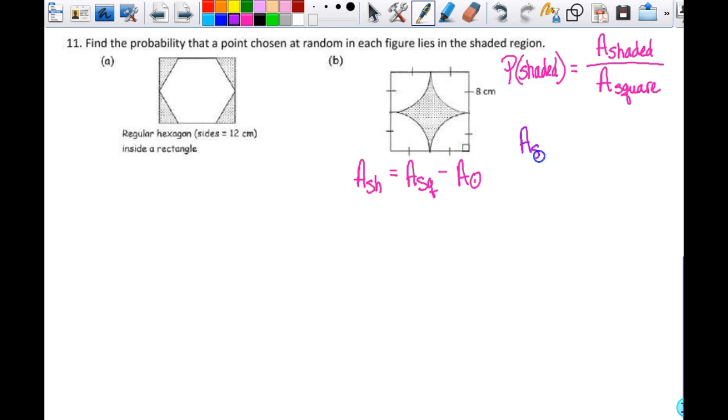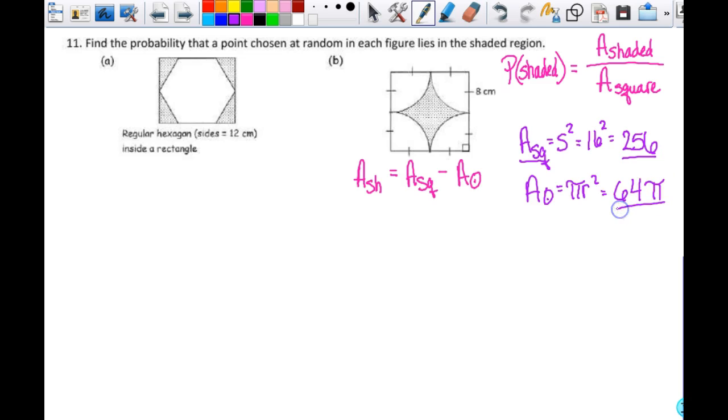Area of the square is s squared. What's the side length of the square? 16. So it's 16 squared, which is 256. So that's the area of the square. Then I need the area of the circle. That is pi r squared. What's the radius? 8. And 8 squared is 64. So this is 64 pi.